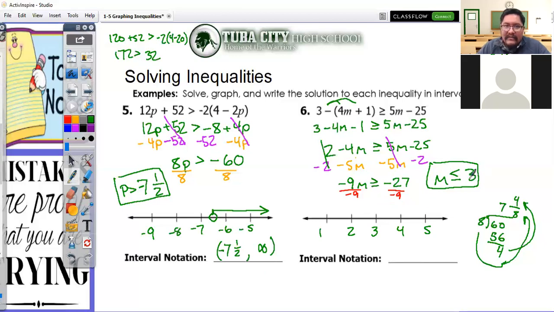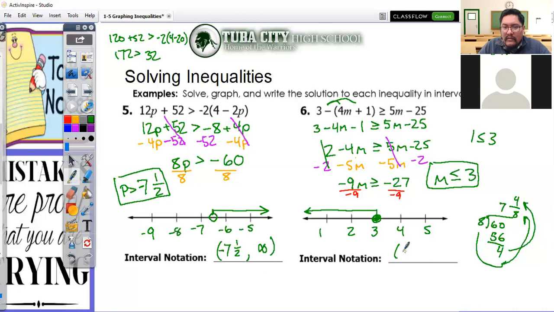m is less than or equal to 3. So since it can be equal to, I'm going to use a filled circle. And m has to be less than 3. So pick a number less than 3, or again, pick something. If I pick 1, less than 3, that's true. So it means it's going to go this way.